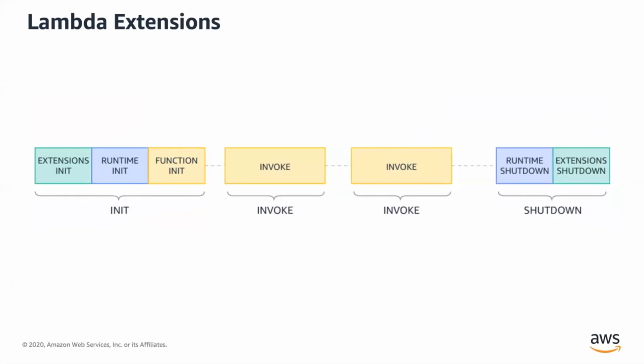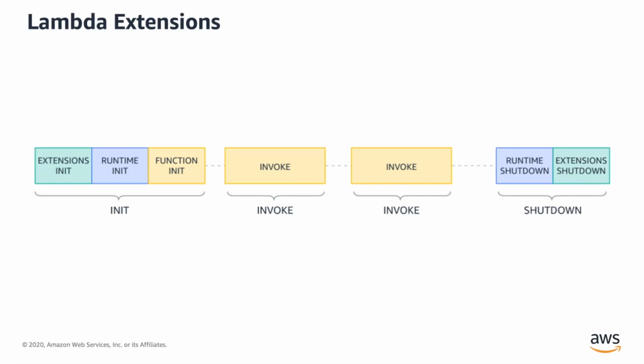Even with Lambda layers, that code would still be basically pulled down when that Lambda container kicks off and runs. So again, this is really big that you actually can write custom code at the very, very beginning and at the very, very end of the stages.